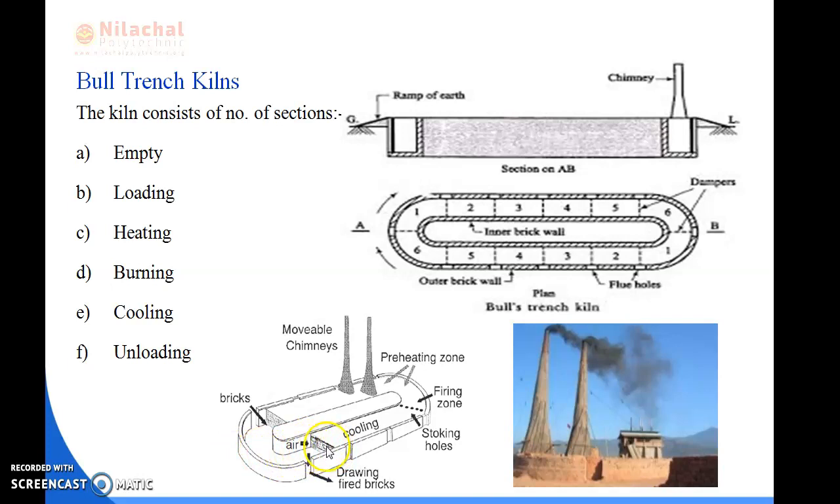Okay. You can see here it is unloaded, and after that the bricks are removed from the kiln. This is the diagram of the bull trench kiln. Here the air is removed through the movable chimneys. Okay. Thank you.